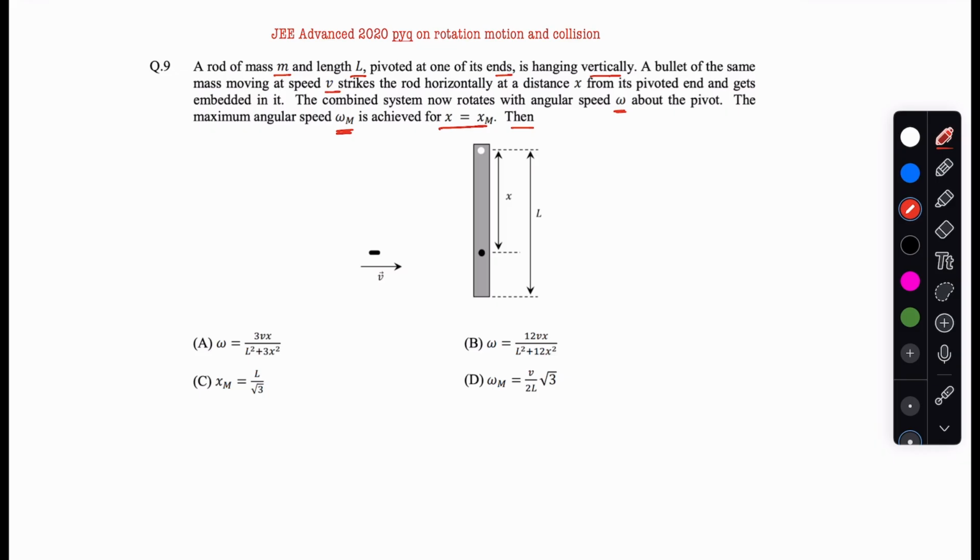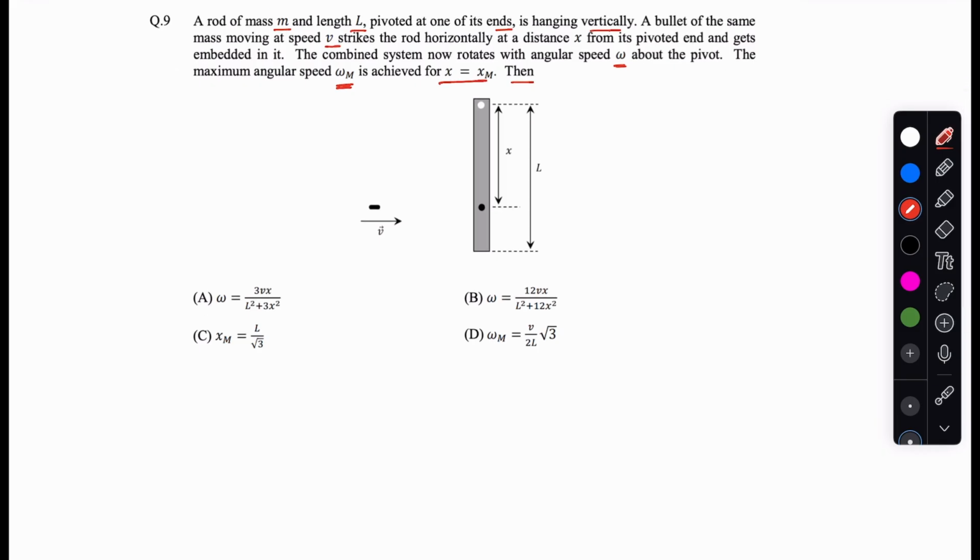All right, so it is hitting here and then it is getting embedded in the rod. So we'll think about it: can we apply the conservations? If we look at the conservation of linear momentum, we cannot apply it. The reason is that there will be some external force acting on the system at the pivoted point in the x direction, so linear momentum is not going to be conserved.